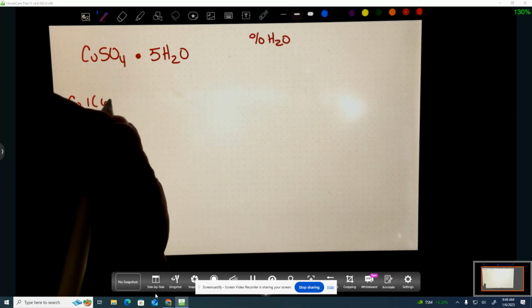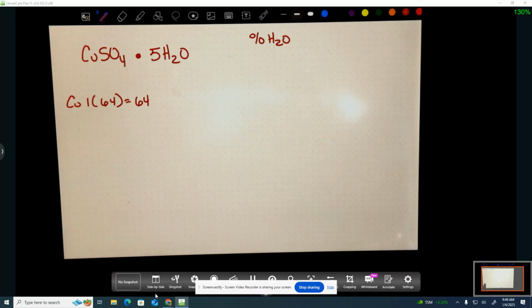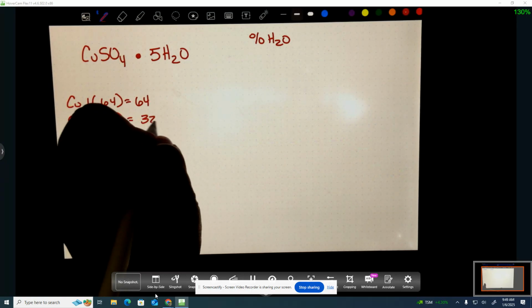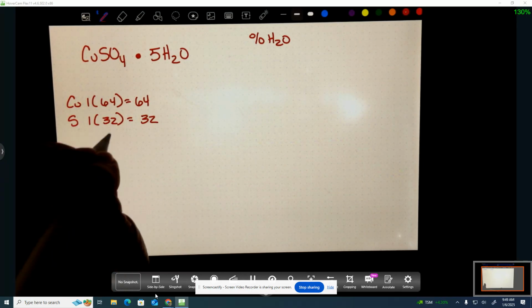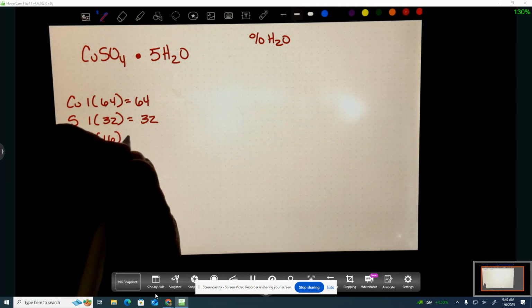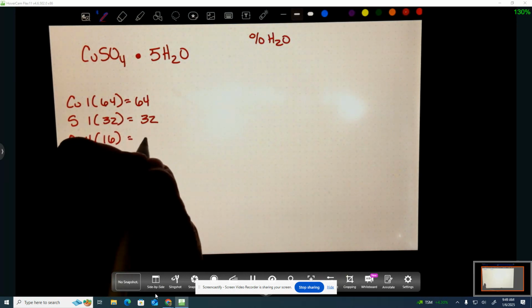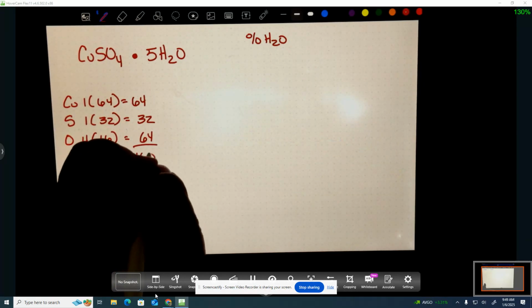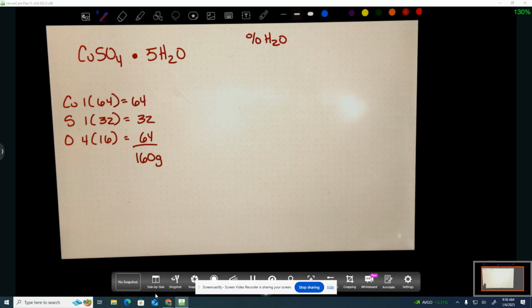Copper, 1 times 64. I'm going fast. You need to be following me. All right, sulfur. There's one of them. It weighs 32. I'm not telling you where I got these numbers from. You should know this. And if you don't, raise your hand and ask so that we can catch you up to speed. Oxygen, there's 4 of them. They weigh 16 apiece. That's a total of 64. So the copper 2 sulfate weighs 160 grams. If you don't believe me, add those all up.